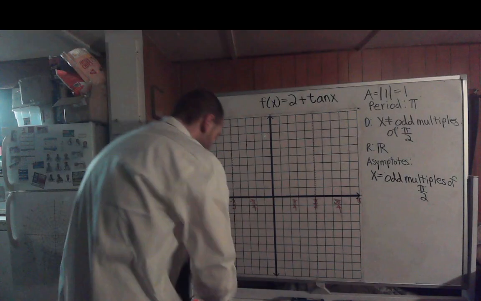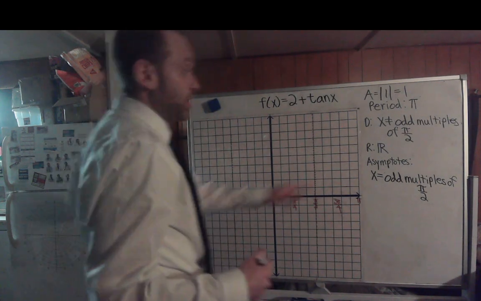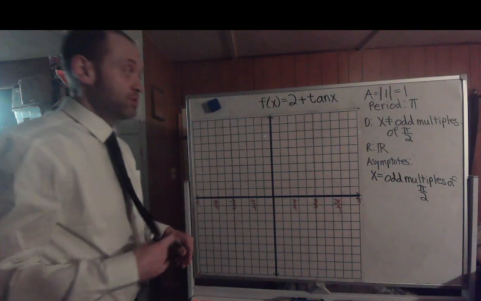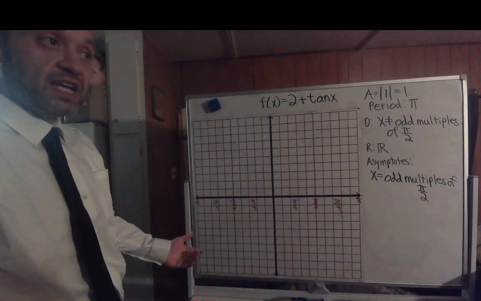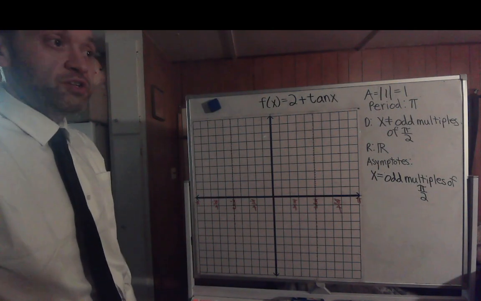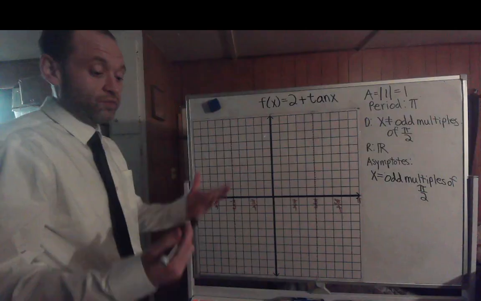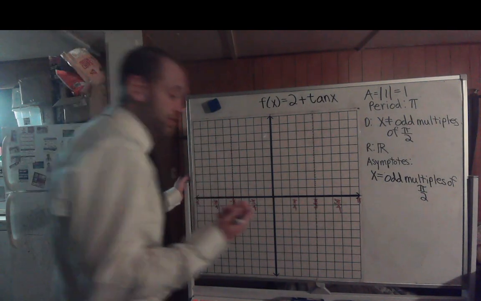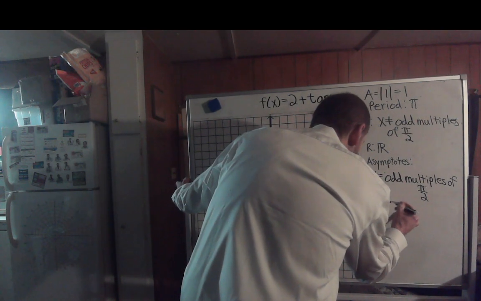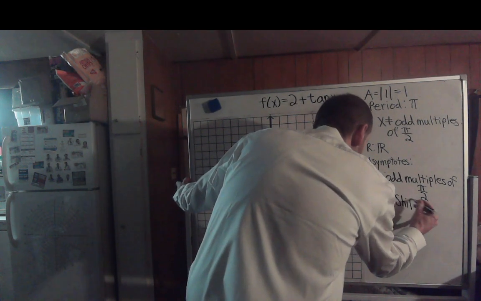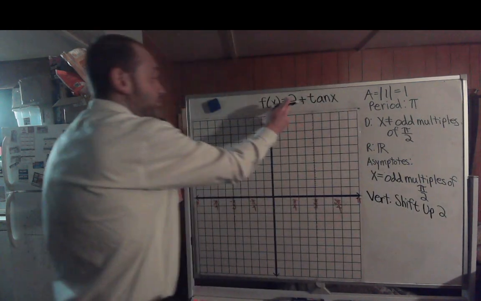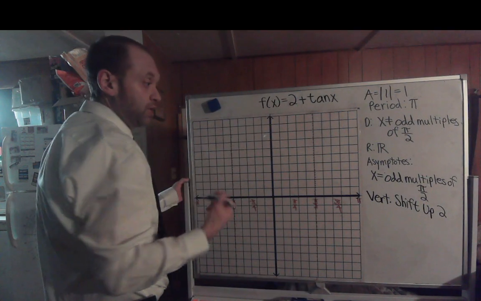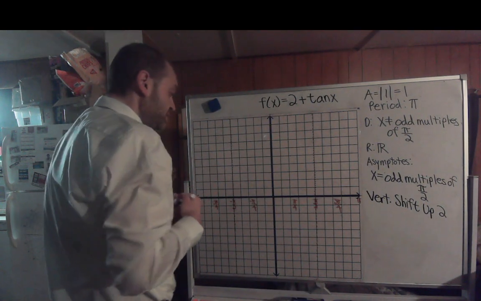Alright, got the asymptotes drawn. Your range is still going to be all real numbers. So since the range was already all real numbers, negative infinity or infinity plus 2 really isn't going to be affected. So your range is still all real numbers. The difference is you have a vertical shift up 2 units, because of that plus 2. So let's go ahead and graph this.